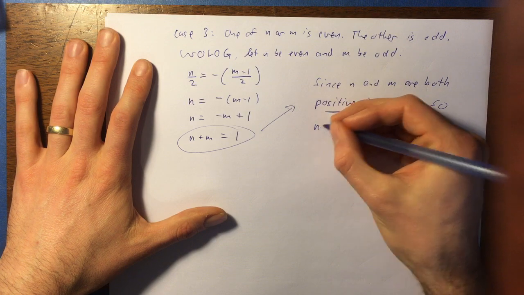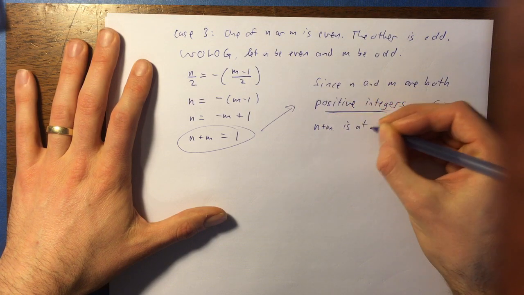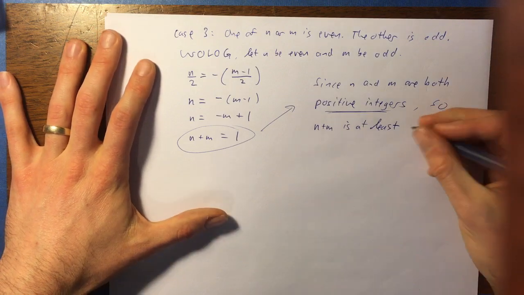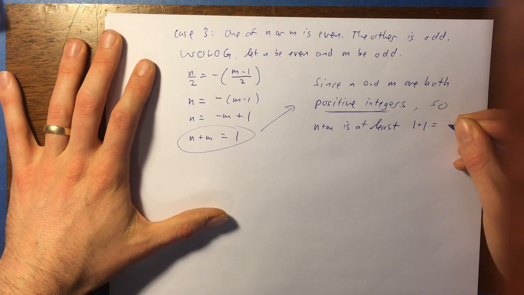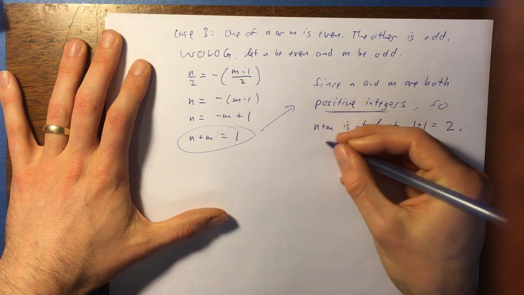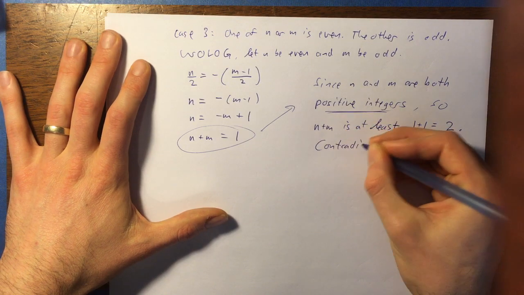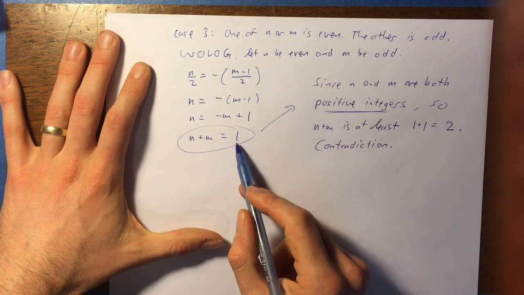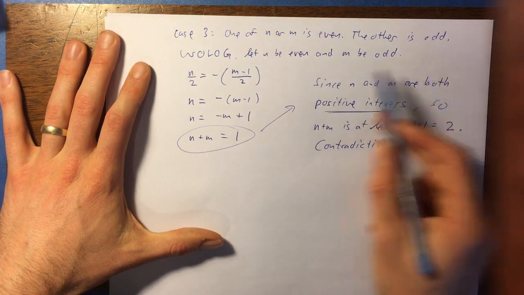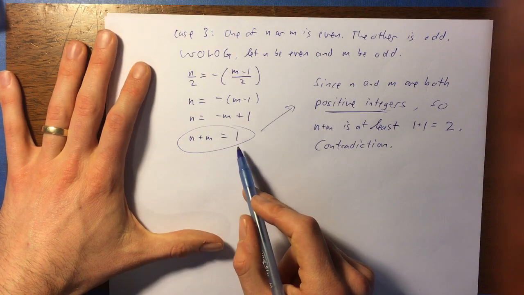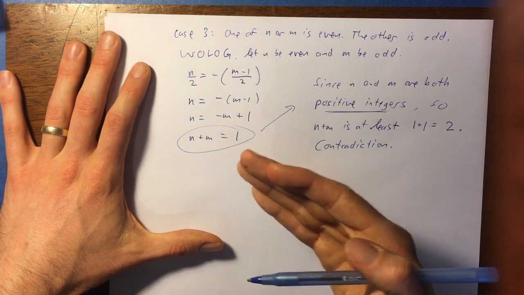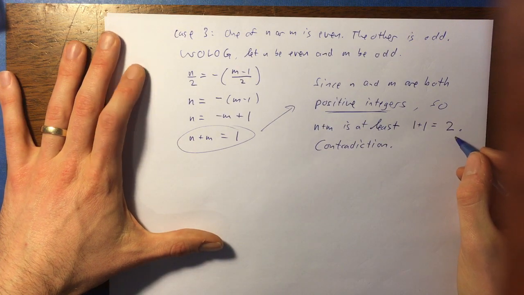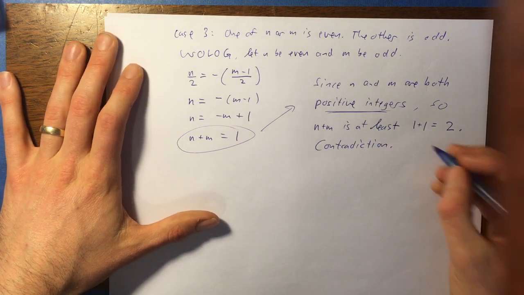So n plus m is at least, the smallest value you could get from n plus m is 1 plus 1, which is 2. Contradiction. So what we found here is we deduced n plus m equals 1, but since n and m are positive integers, it's actually impossible for this to happen. You can't add two positive integers and get 1, because the smallest possible value you could get is 2, right? And 1 is less than 2.